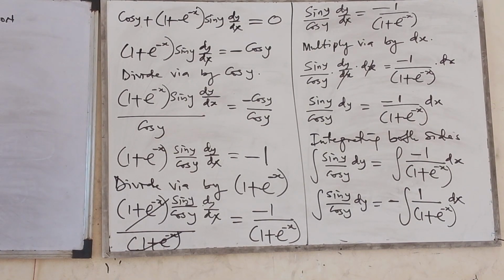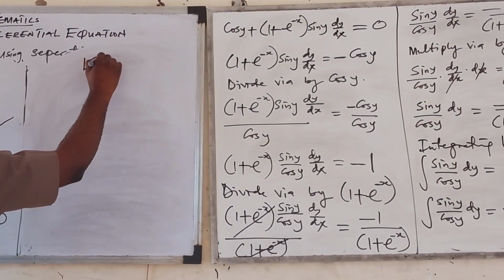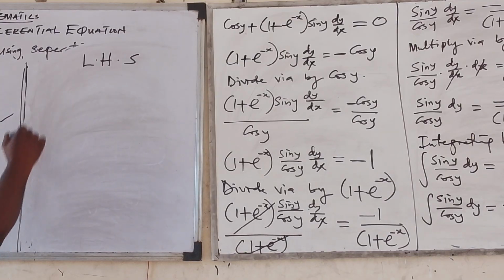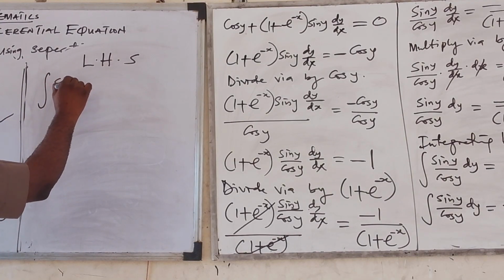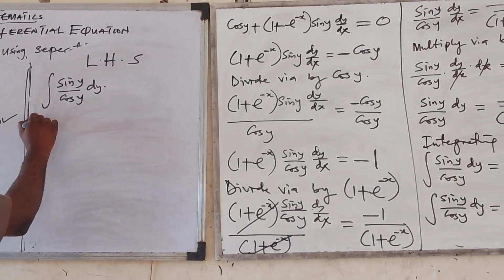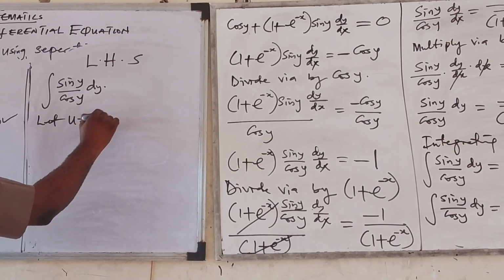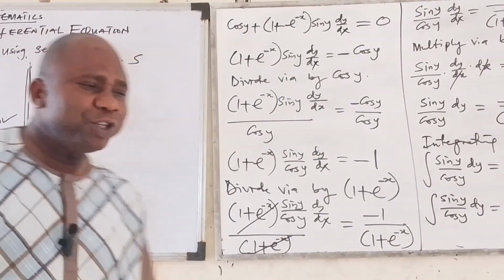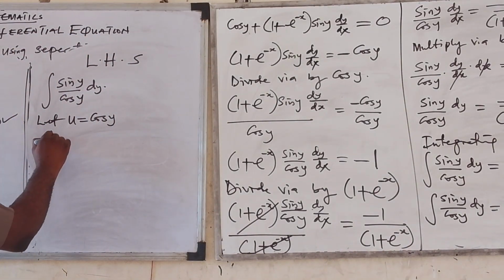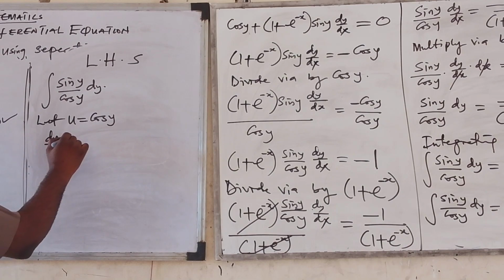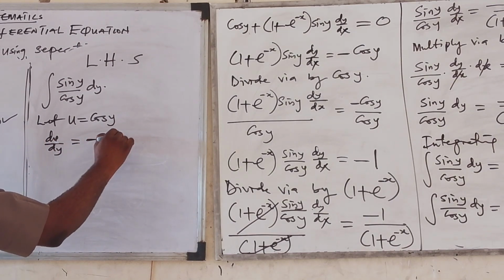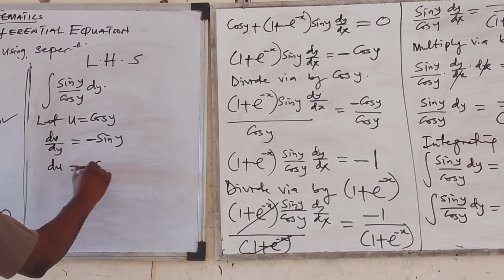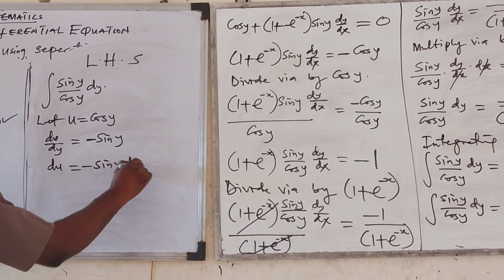let's look at the left hand side. So on the left hand side, we have the integral of sin y. Let's integrate this. Let u be equal to cos y. So if u is cos y, it means du over dy is equal to minus sin y. So here, our du will be equal to minus sin y dy.